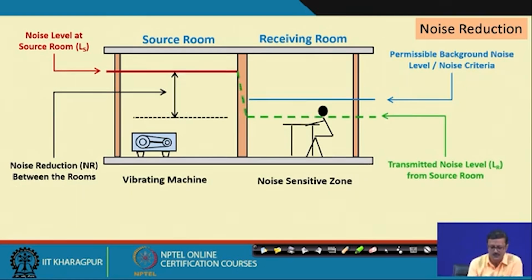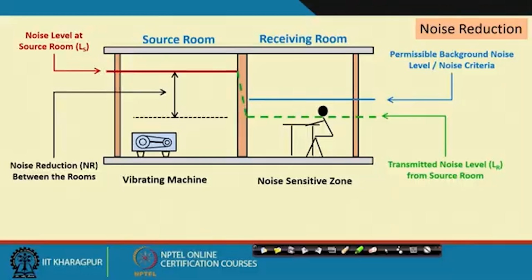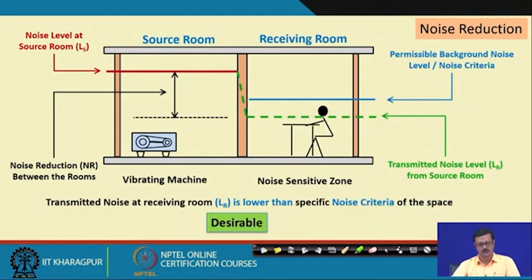Whereas, if this green dotted line, which is the noise level transmitted from the source room, sinks below this blue line, which is the actual background noise criteria, it is acceptable. And you see the noise reduction NR is very high compared to that. Then I can say this particular wall is behaving excellently, because it is not transmitting that much noise, and the transmission loss is very high. So, this criterion is favorable and desirable for any designer.